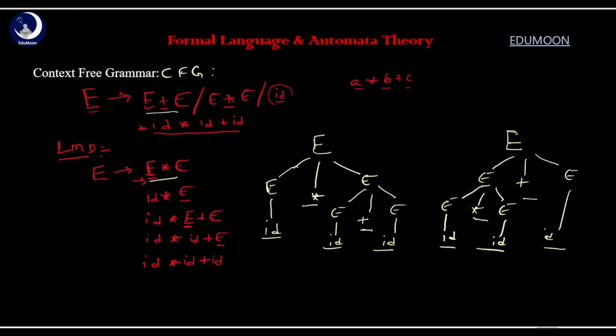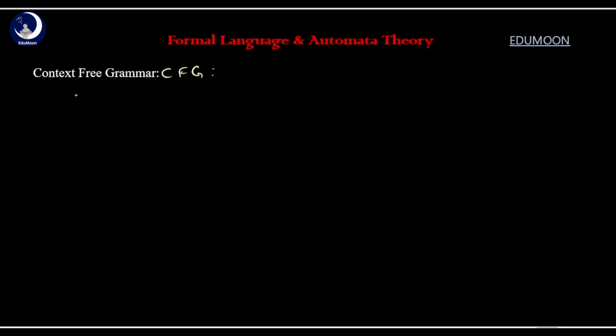Similarly, we get this for RMD also. So this grammar is simply called an ambiguous grammar, and this property is called ambiguity. So we need to check whether a grammar is ambiguous or not. If there are two parse trees generated for the same string in the given grammar, then that grammar is called an ambiguous grammar.